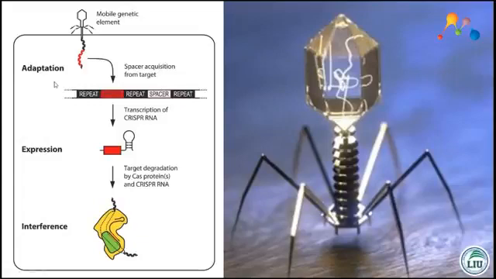Later on, in the second stage, expression. The stage of expression means the system gets ready for action by expressing the Cas9 genes and transcribing the CRISPR into a long precursor CRISPR RNA that will subsequently be processed into mature CRISPR RNA by the Cas9 protein, in addition of course to other accessory factors.